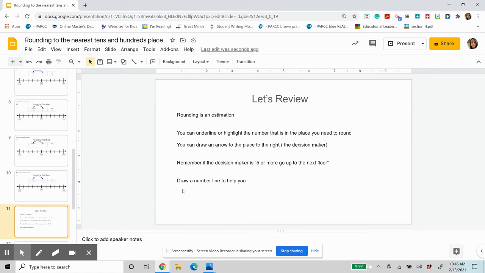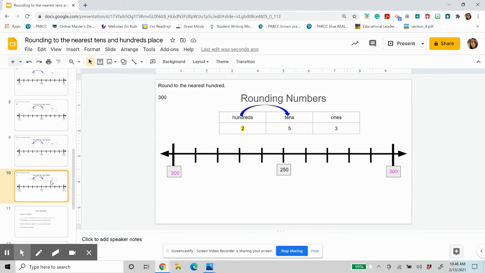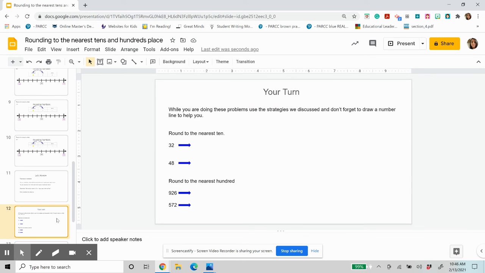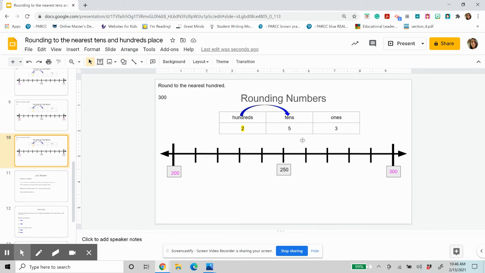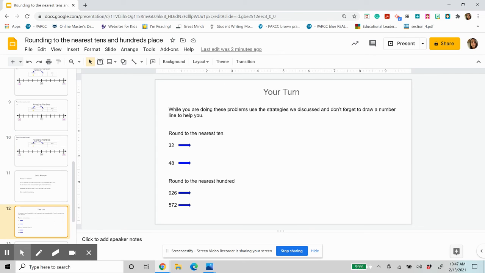And definitely in the beginning, start drawing that number line to help you, because it really helps you decide what your two choices are going to be. All right, so your turn. We're going to try a couple. So while you do these problems, use the strategies we discussed, and don't forget to draw the number line, okay? You don't have to draw all these little lines in between. You can just draw the straight line here and here, so your hundreds, so you know which two choices you're talking about, your tens or your hundreds. So again, don't get carried away about all of these lines, because you're going to use that trick to help you, okay, with the 5 or higher.